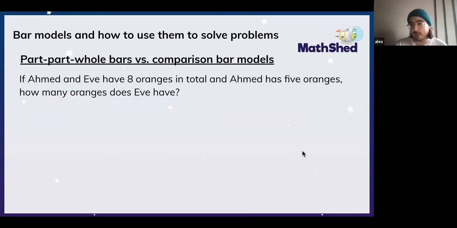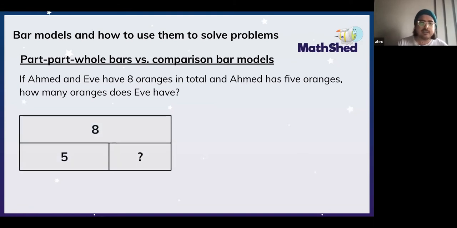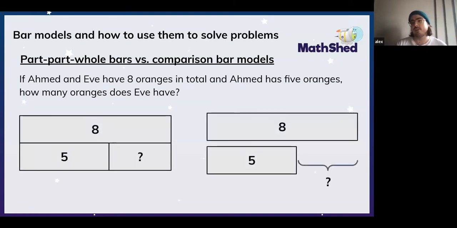So talking about that, here's 2 different ways of representing a subtraction problem. If Ahmed and Eve have 8 oranges in total and Ahmed has 5 oranges, how many oranges does Eve have? So here on the left, we have a part whole bar model, and on the other side, we have a comparison bar model. And clearly, both work.